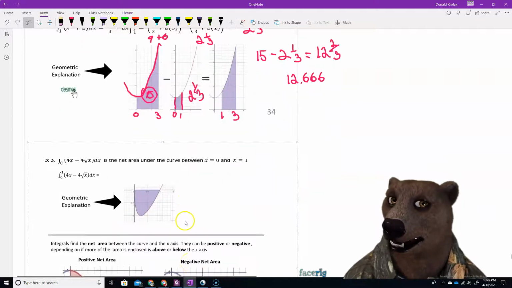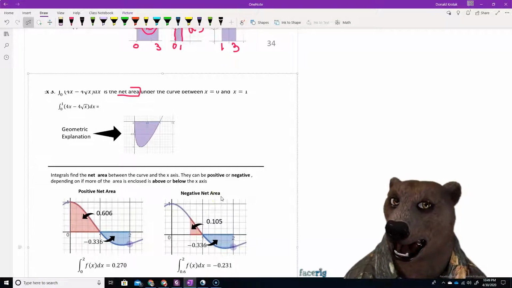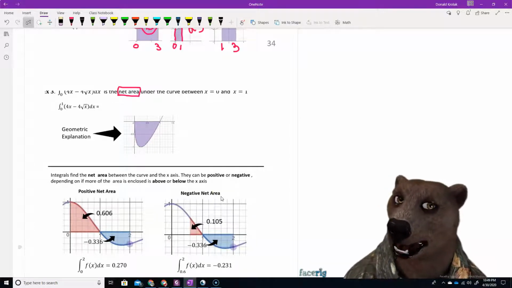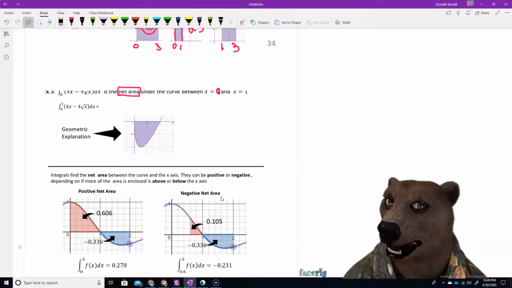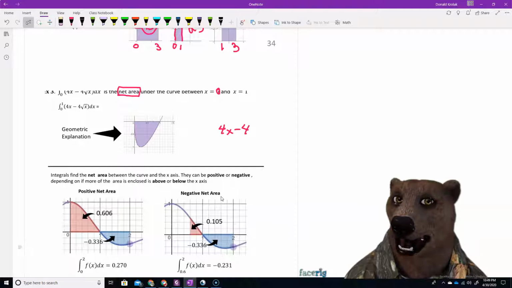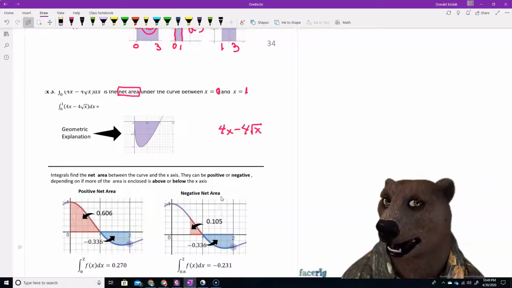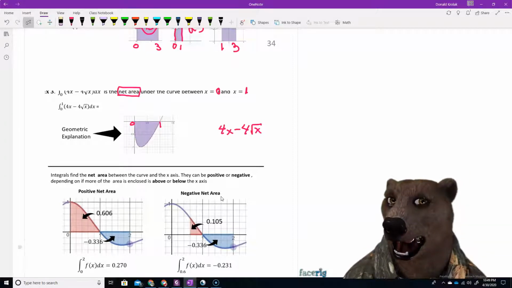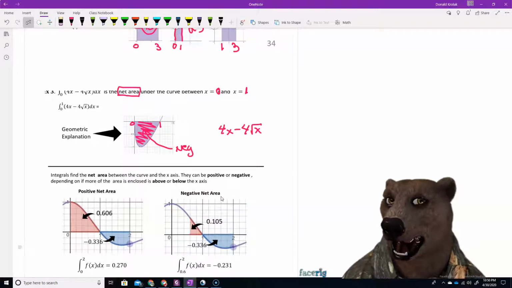On all of these examples, anytime we're talking about integrating, we're talking about the net area. So this is the net area under this curve. Got a little chopped off there, but the curve here that I'm showing you is 4x minus 4 times the square root of x between 0 and 1. Here's 0, here's 1. Here is the area that is bounded by that curve and the x-axis. When we do the integral for this, we're going to end up with a negative value.